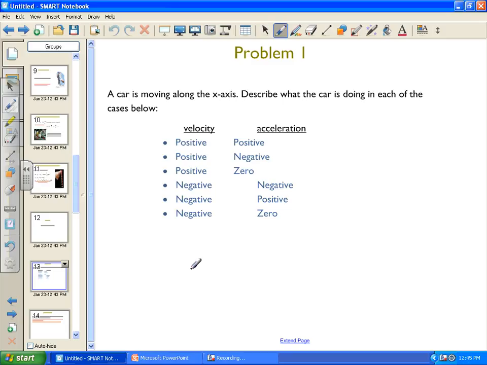So let's begin with positive velocity, positive acceleration. Let's assume that the motion is occurring along the x-axis. Here we see that the car is moving in the positive i-hat direction, but because its acceleration is also in the positive i-hat direction, this car must be speeding up.